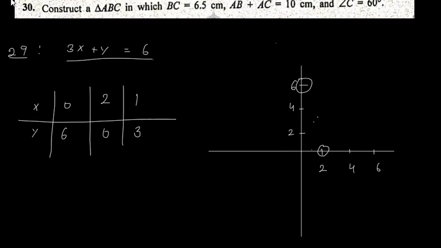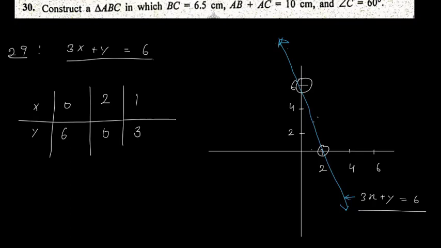Let's draw again a line passing through 6 and passing through 2. Okay, now it is a little better. So this is the line. You can mark an arrow on this line and write the equation, which is 3x plus y equal to 6.